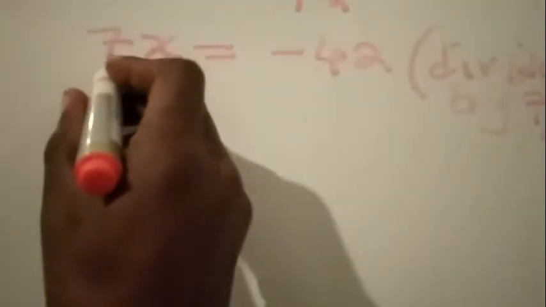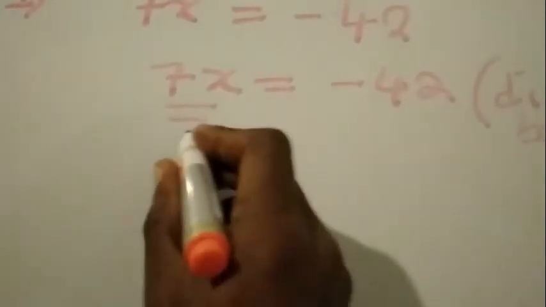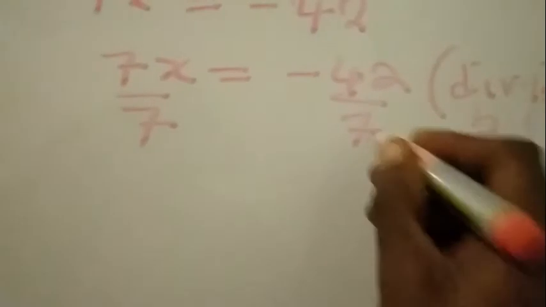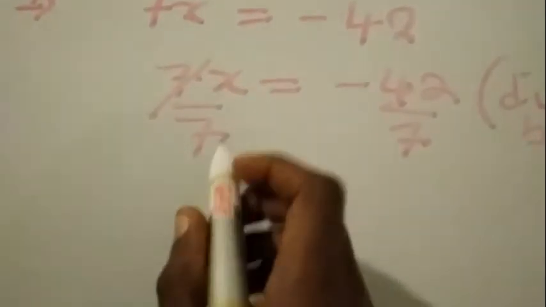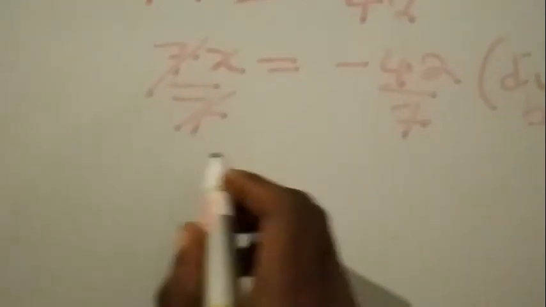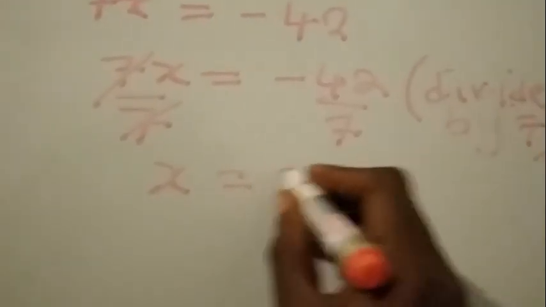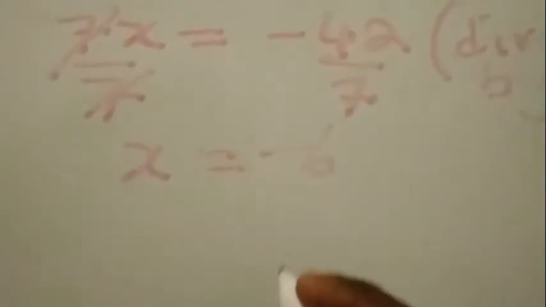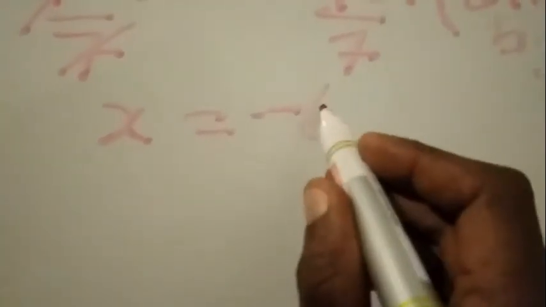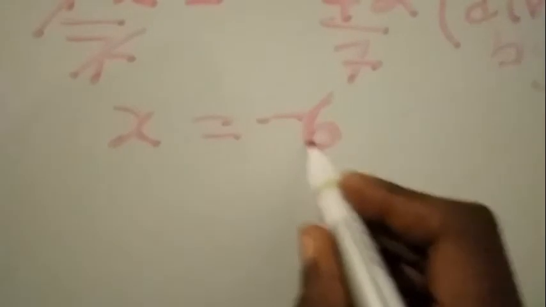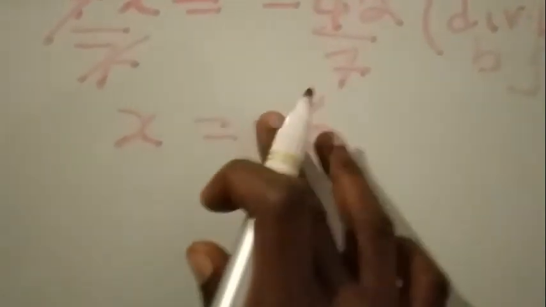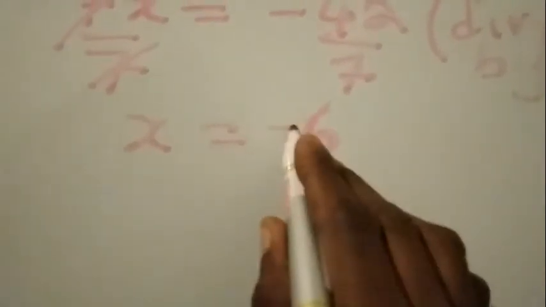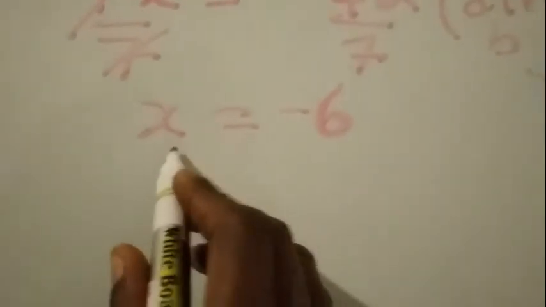Then what do you get? So 7 over 7, that goes, so x equals negative 6. So the value of x equals negative 6. Okay, and that's our answer for this equation.